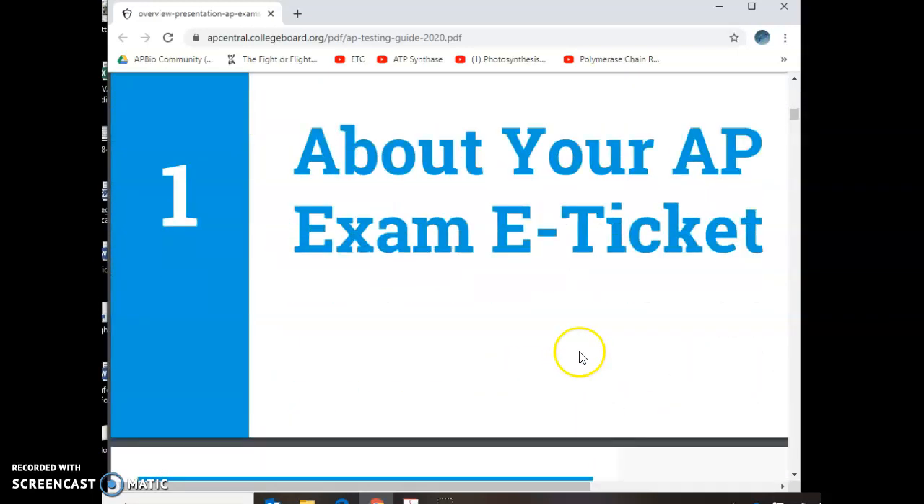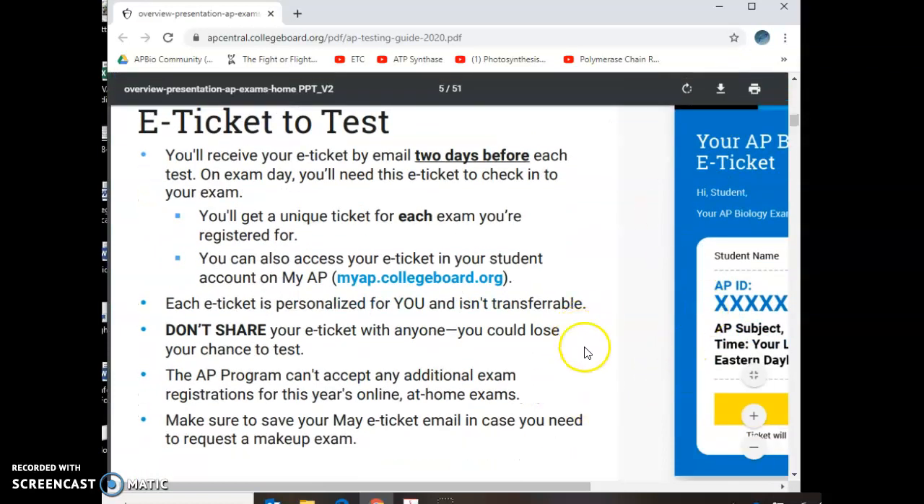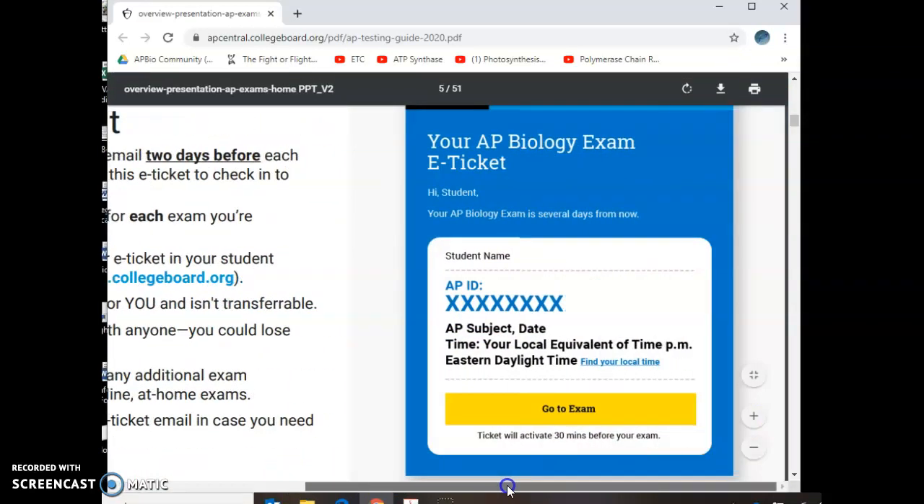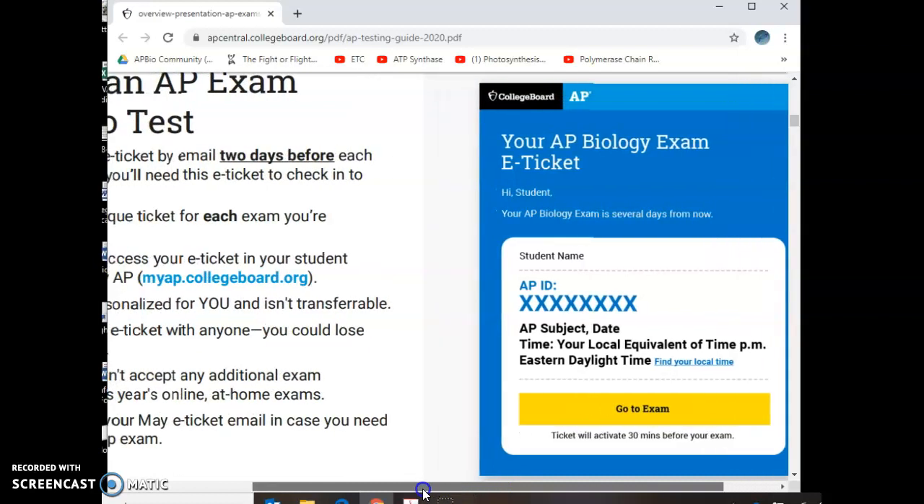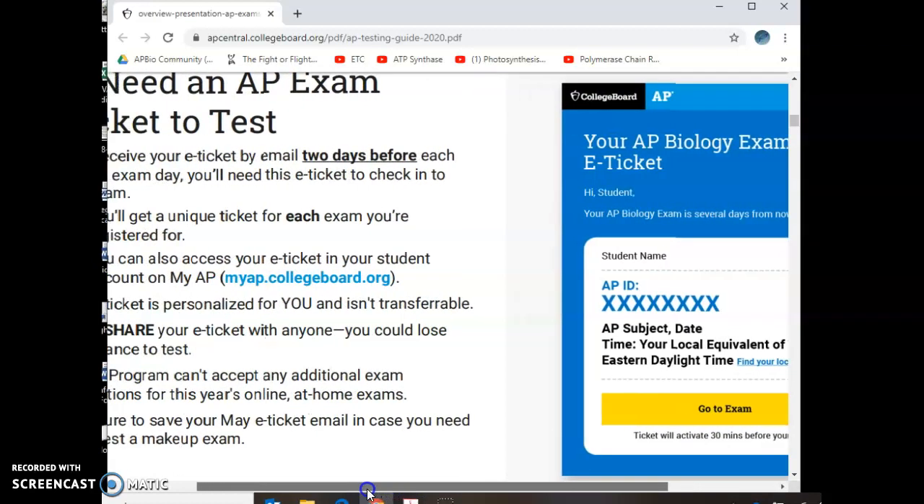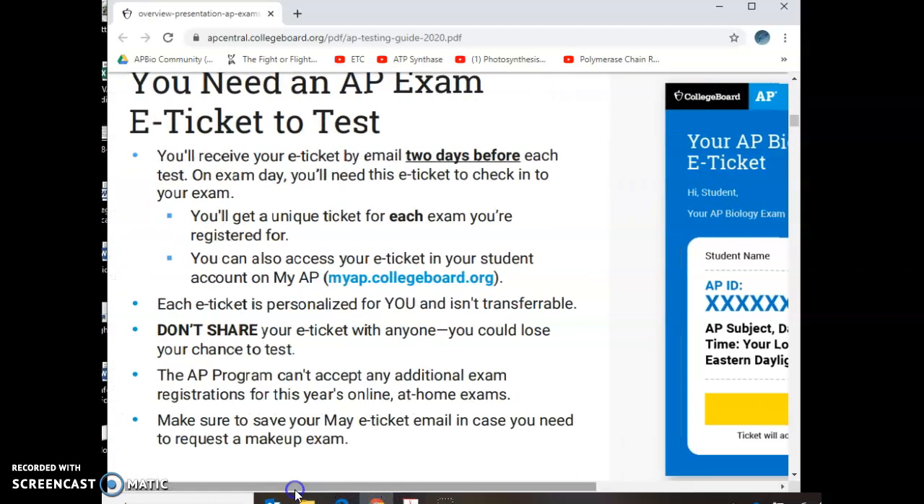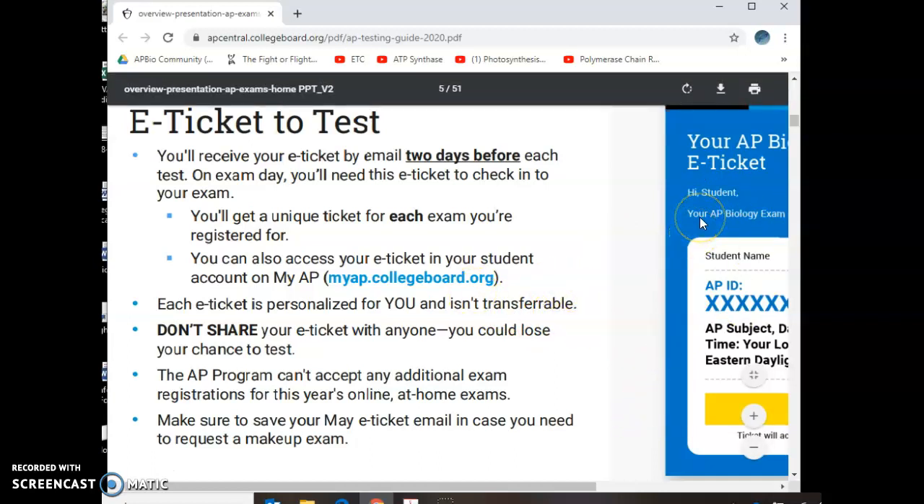So the first section, your e-ticket, is going to look something like this. They are going to email this to you, with the email address that you have signed up with your College Board account, 2 days prior to your AP exam. If your email is not working for whatever reason, this will also be in your My AP College Board account. So it will be there. This is dedicated just to you, and they have all kinds of things in place where they're using this so that they can prevent any sort of cheating.